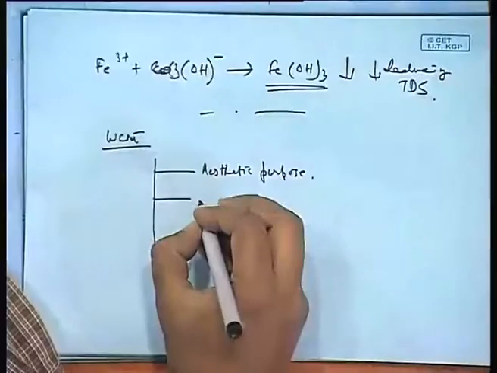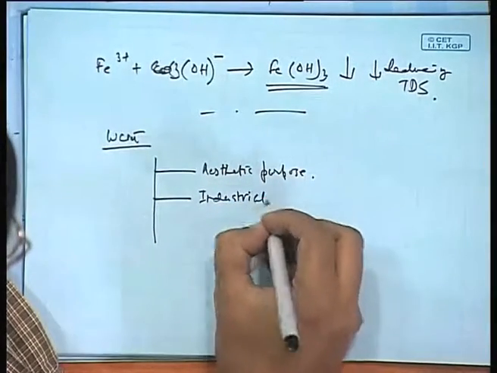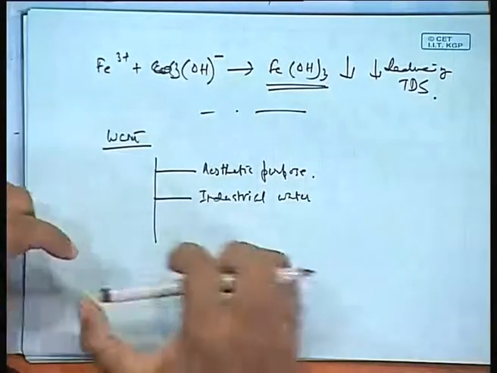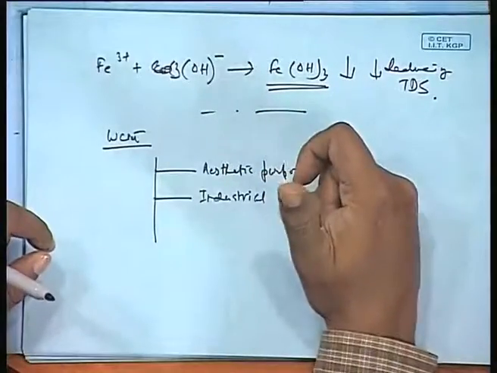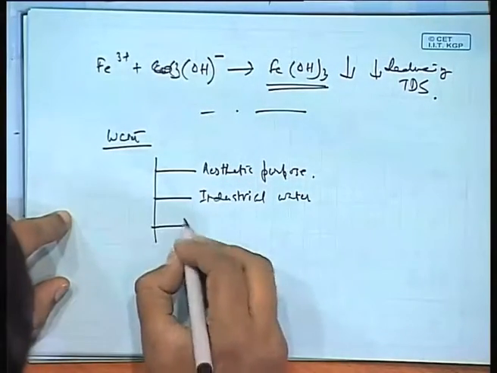The next comes industrial water. Reducing hardness is an important part of industrial water. In industrial water, we should have very little hardness, because hardness increases the carbonation process inside. There will be many kinds of difficulties that arise out of these processes. So after the aesthetic purpose, there is the industrial water that we use for industrial purposes. Next comes the drinking water.